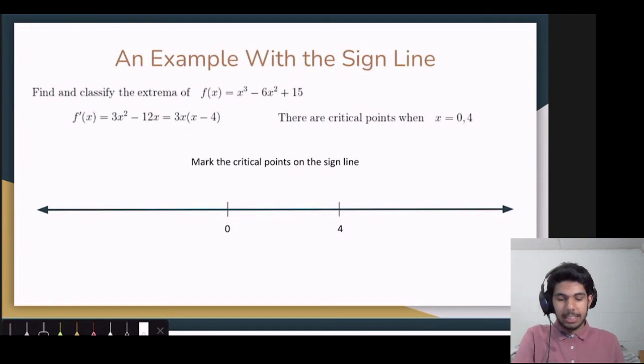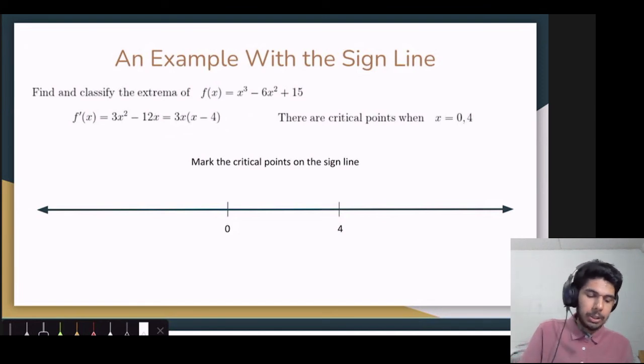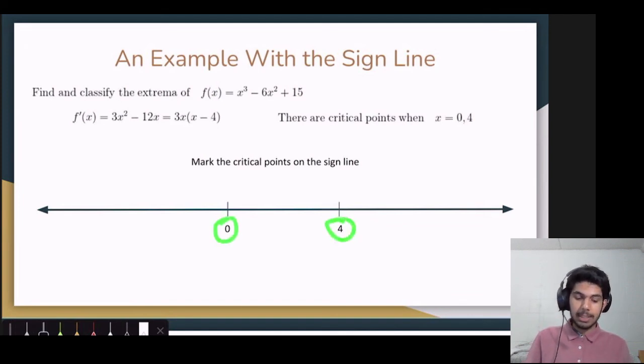We want to find and classify the extrema of f of x equals this function. So the first step is to find the critical points. Take the first derivative, 3x squared minus 12x, factor it out. There's no points where it does not exist, but x equals 0 and x equals 4 make f prime of x equal to 0. So we take those critical points and mark them on the sign line.